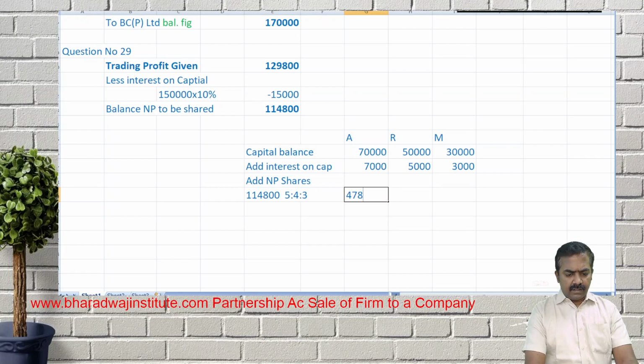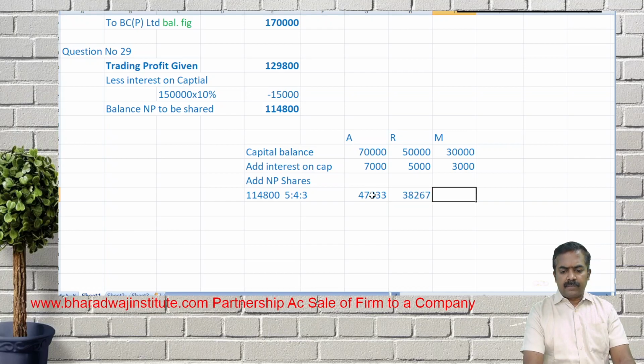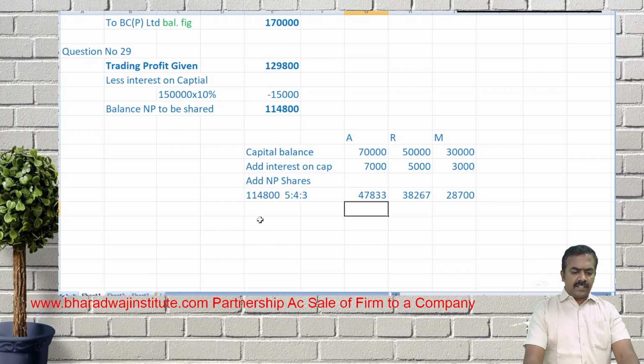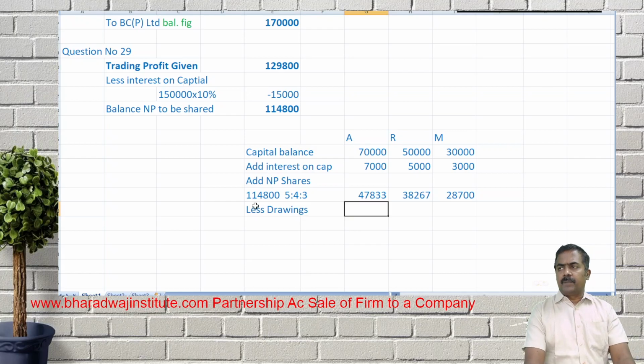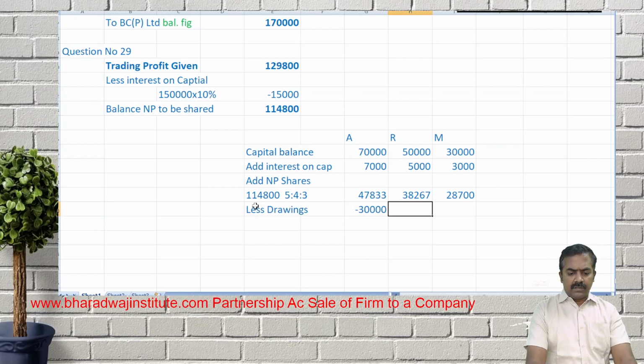47,833. 38,267. Less drawings. What is the drawings given for the partner? 30,000. 25,000. 20,000. இது பண்ணா closing capital balance. Closing capital balance after adjusting everything.